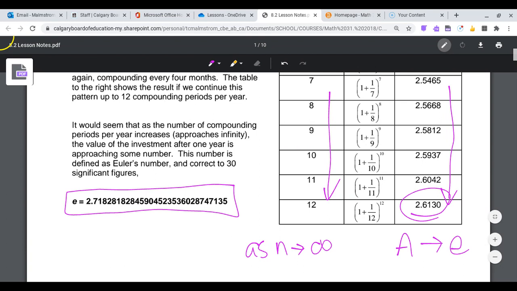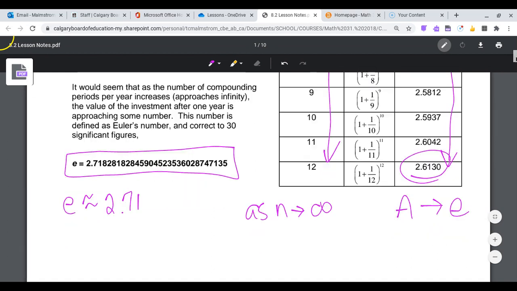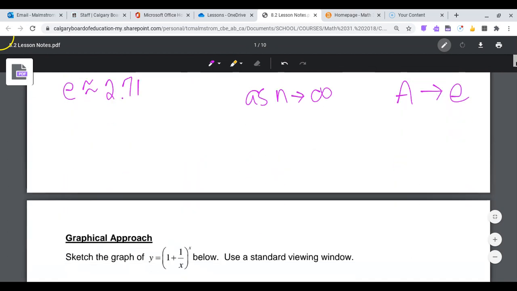So how we always say that pi is approximately 3.14, e is approximately 2.71, okay? And it's defined as Euler's number. So that's the background behind it. You don't have to be able to figure out why he did it, how he did it, anything. That's just the background to this e.